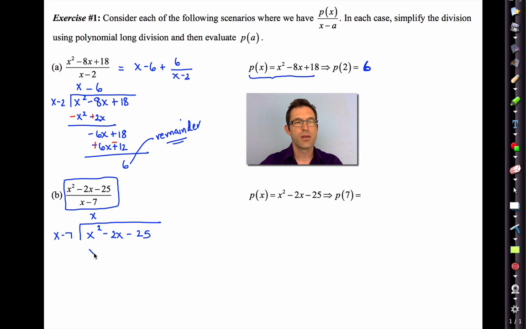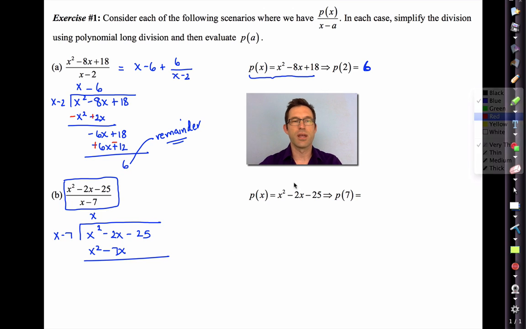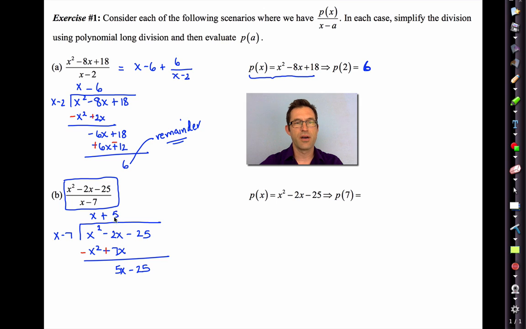I'll have an x here. That'll give me an x squared minus 7x. Again, change, negate everything and add. Makes it easier. Then I'll have 5x minus 25 plus 5. That'll give me 5x minus 35 and change and add, and I'll get a remainder of 10. So all of this would be x plus 5 plus 10 divided by x minus 7. So the remainder is 10.